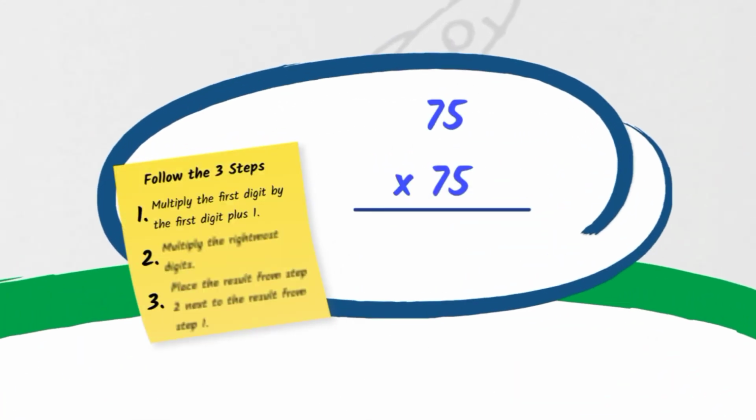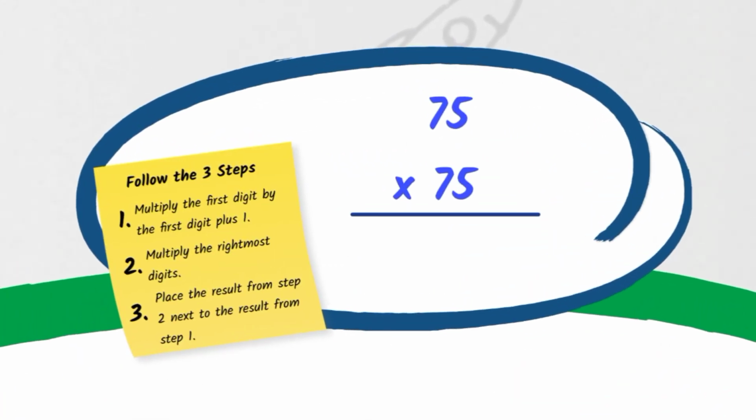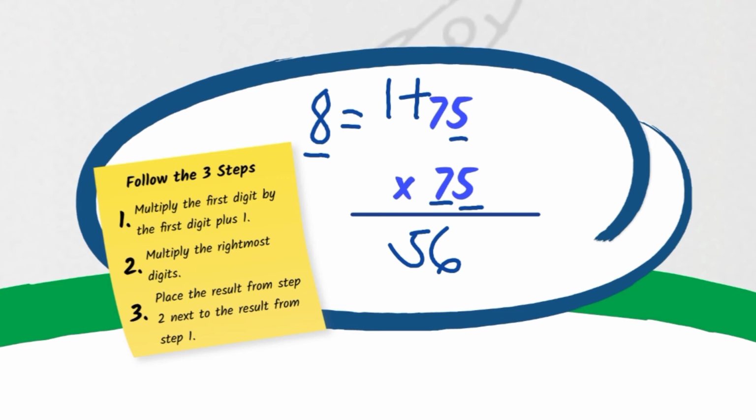And for example number 9, last but not the least, 75 times 75. Again, for step 1, add 1 before you multiply. So this is 8, and 7 times 8 is equal to 56. And for step 2, multiply the rightmost digits. 5 times 5 is equal to 25.